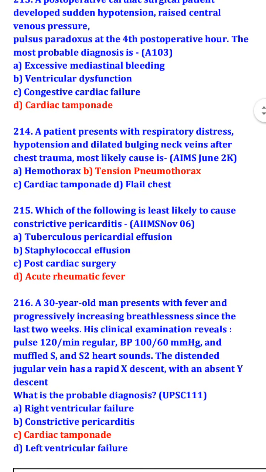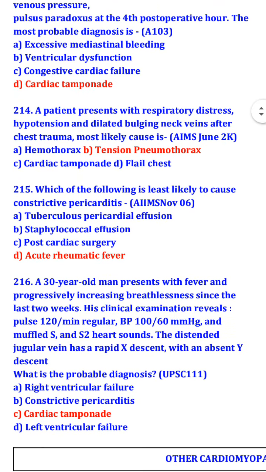Which of the following is least likely to cause constrictive pericarditis? Acute rheumatic fever. So which are more likely to cause constrictive pericarditis? Tuberculous pericardial effusion, staphylococcal effusion, and post-cardiac surgery.